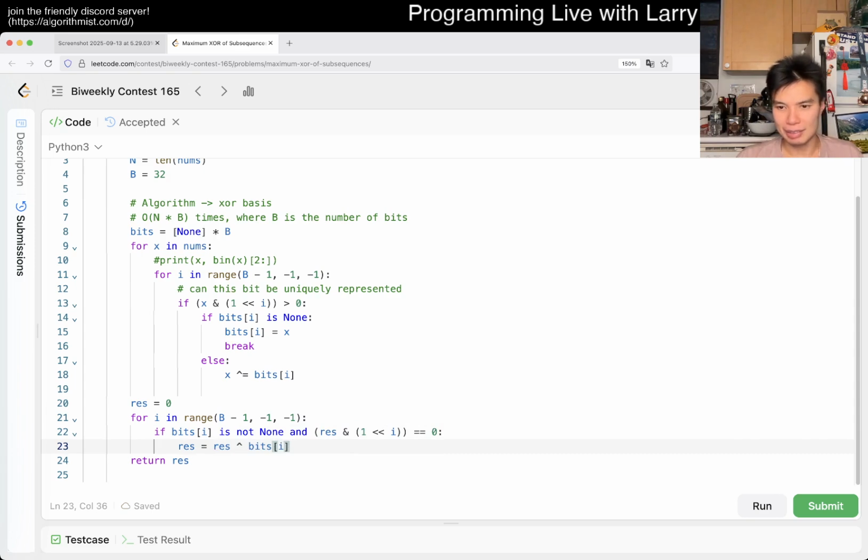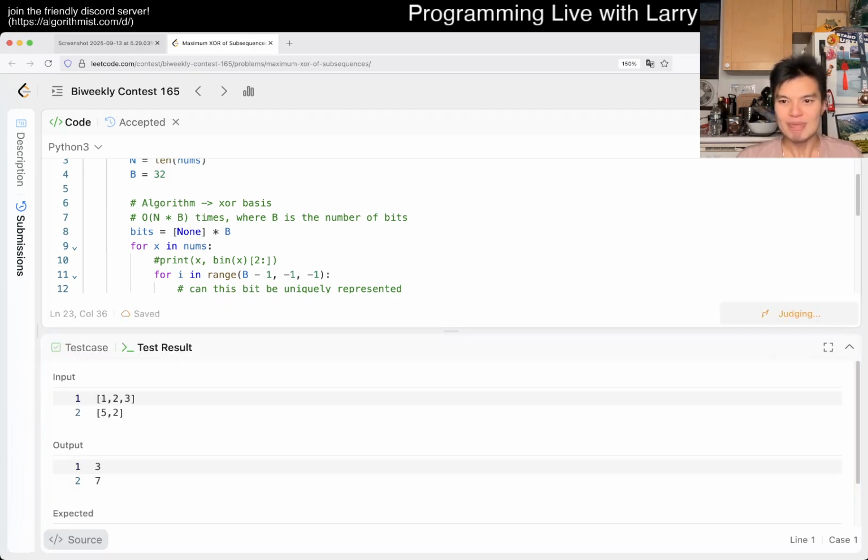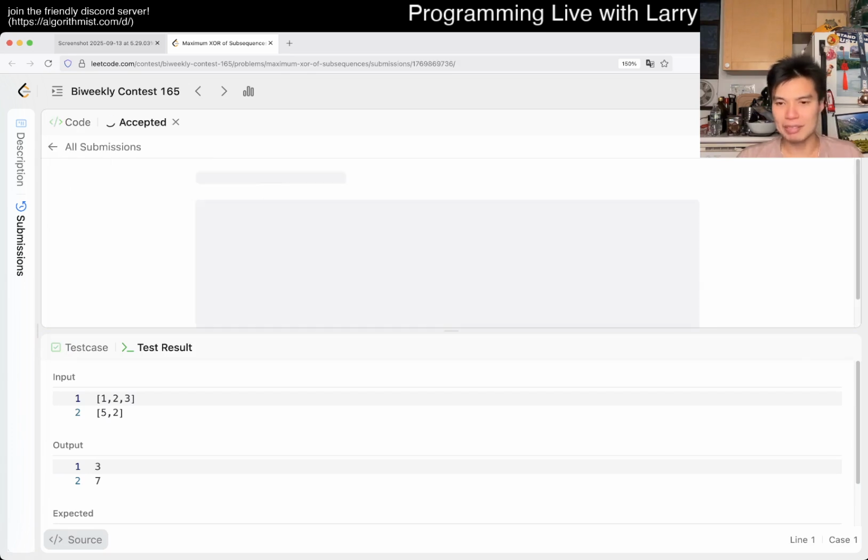I think this is right. If not, then I'll be very sad. I mean, by definition, it should be right. Yeah.